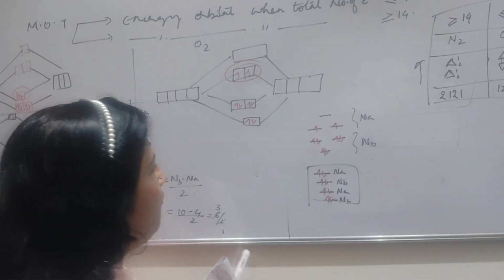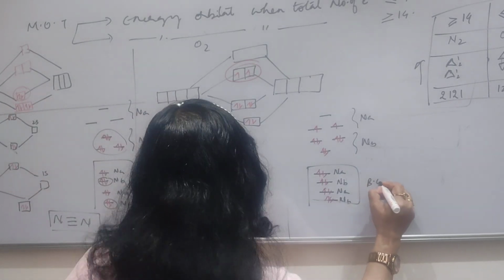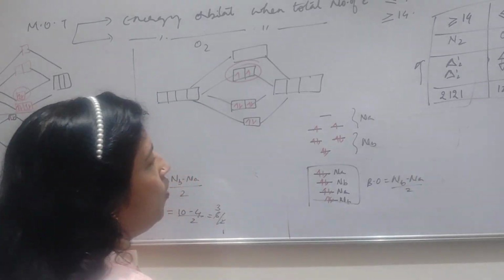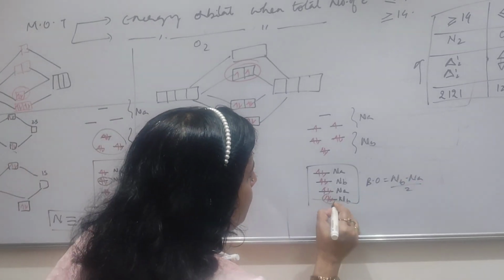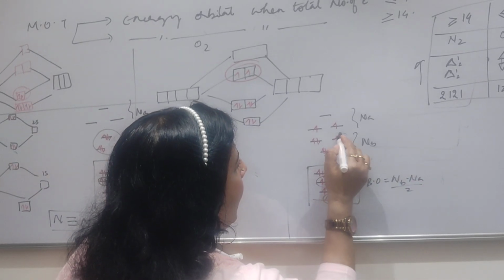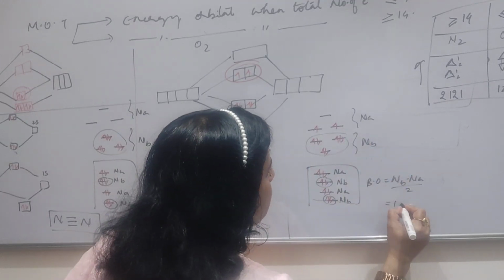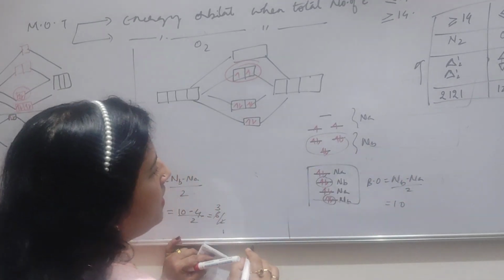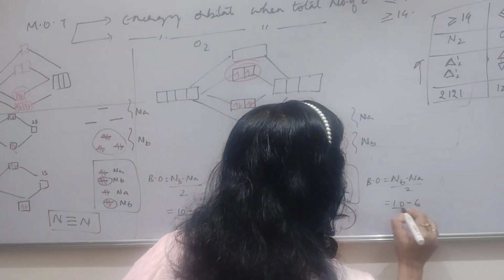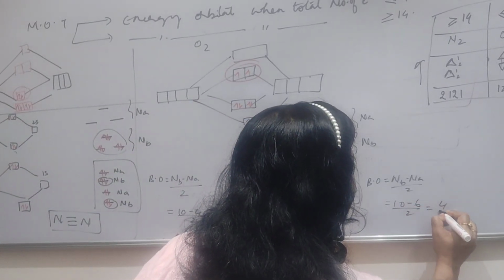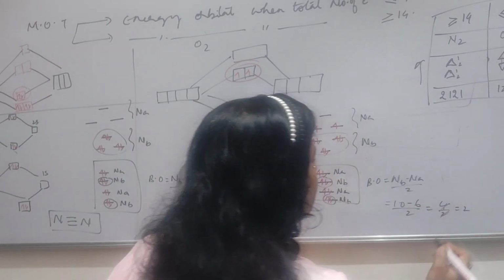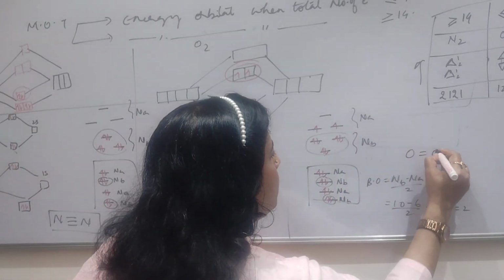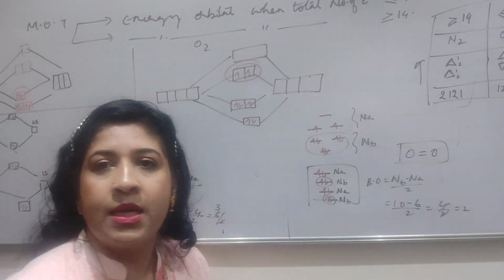Same formula. Bond order is equal to Nb minus Na by 2. So Nb is 2, 4, 6, 8, 10. That is equal to 10. And Na is 2, 4 and 6, divided by 2. That is 4 divided by 2. That is equal to 2. So the oxygen molecule has a bond order equal to 2.